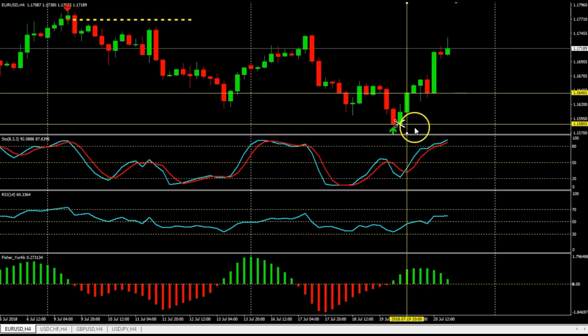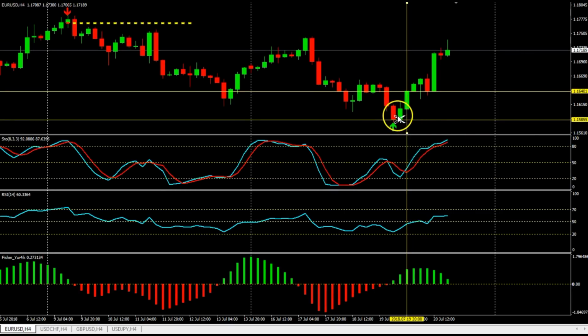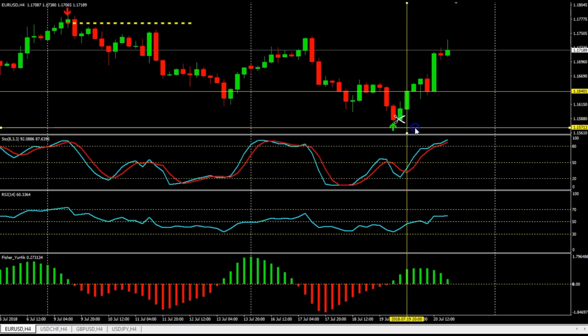at 1.1640, and our stop loss is going to be 5 pips below the last low. This was the last low, 1.1574, so it's going to be 1.1569, somewhere here. There it is, 1.1569. So this is going to be your stop loss.